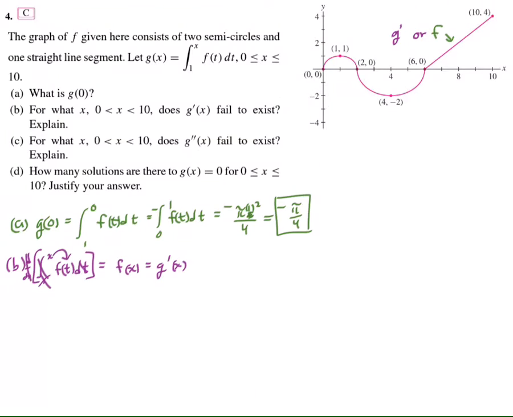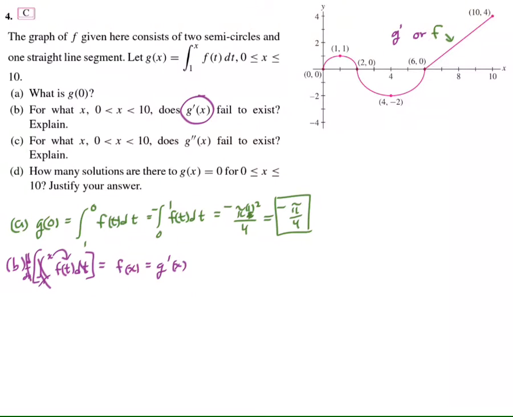Okay, now let's read our question again. It says, for what x does g prime fail to exist? And so I'm looking at this. All these numbers right here represent an f, or they can represent a g prime. And I'm looking at my function, and it looks like this function is continuous. There are no holes. There are no asymptotes. So that means that for every x value between 0 and 10, g prime exists.